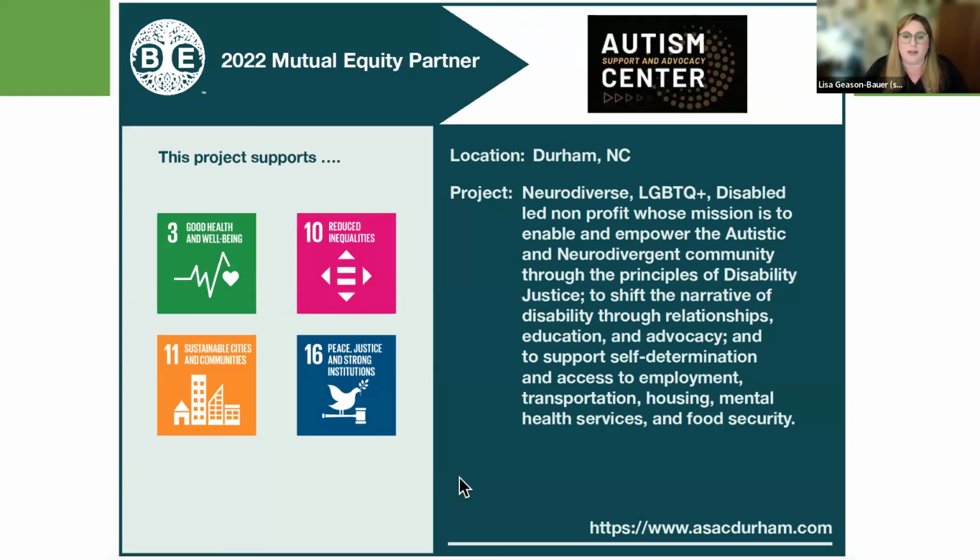This is just one example. They have several in their impact report, but this is the 2022 mutual equity partner, and the project is the Autism Support and Advocacy Center. The project that they do here supports these 4 SDGs. So it's a very clear way for the public and the customers of BE to see and understand why they're supporting this project.